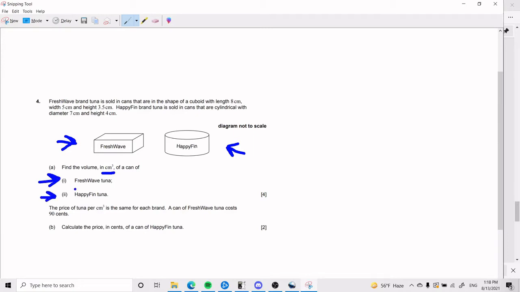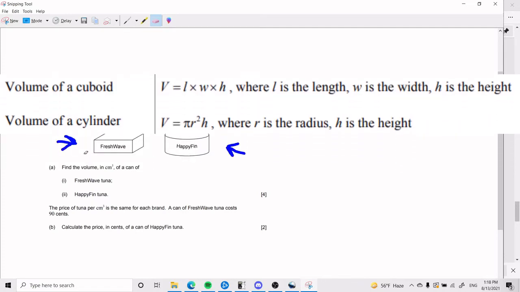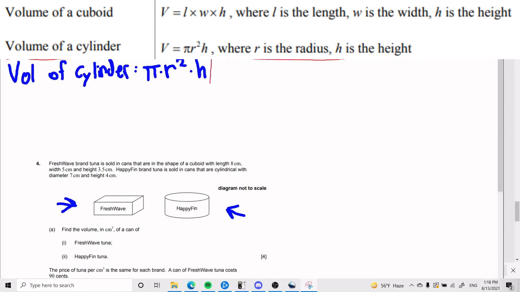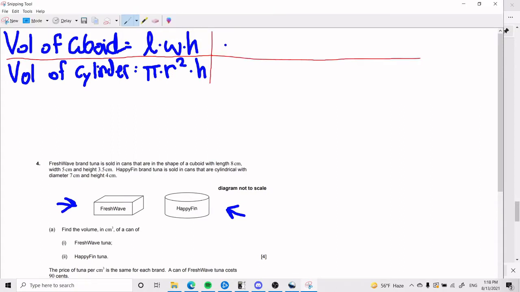Happy Fin tuna. And so first things first, nobody knows these formulas by memory. So what you're going to do is open up your trusty rusty formula booklet and find the volume of a cuboid and the volume of a cylinder and work from there. Having that in mind, we look at the formula and let's start off with the cuboid, right? For the cuboid, we need length times width times height.